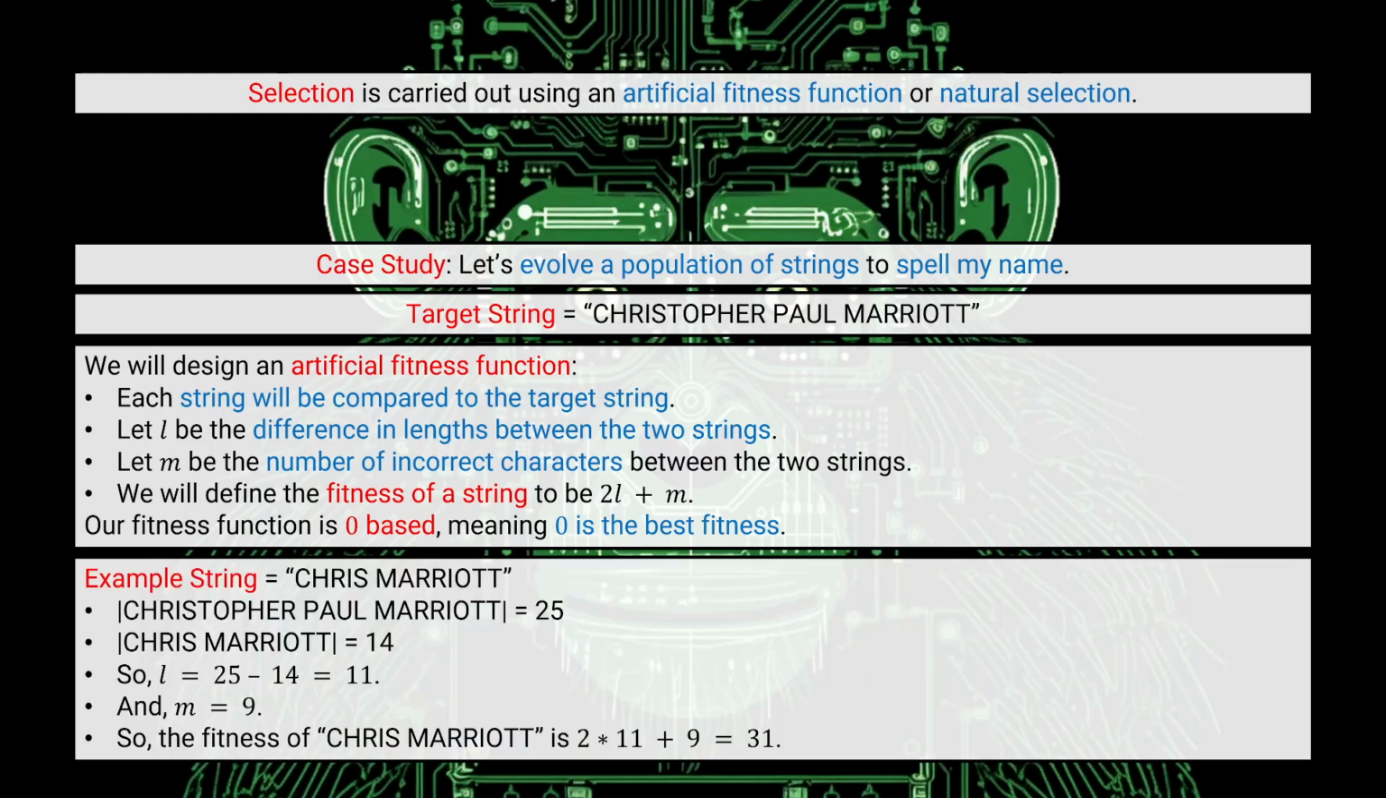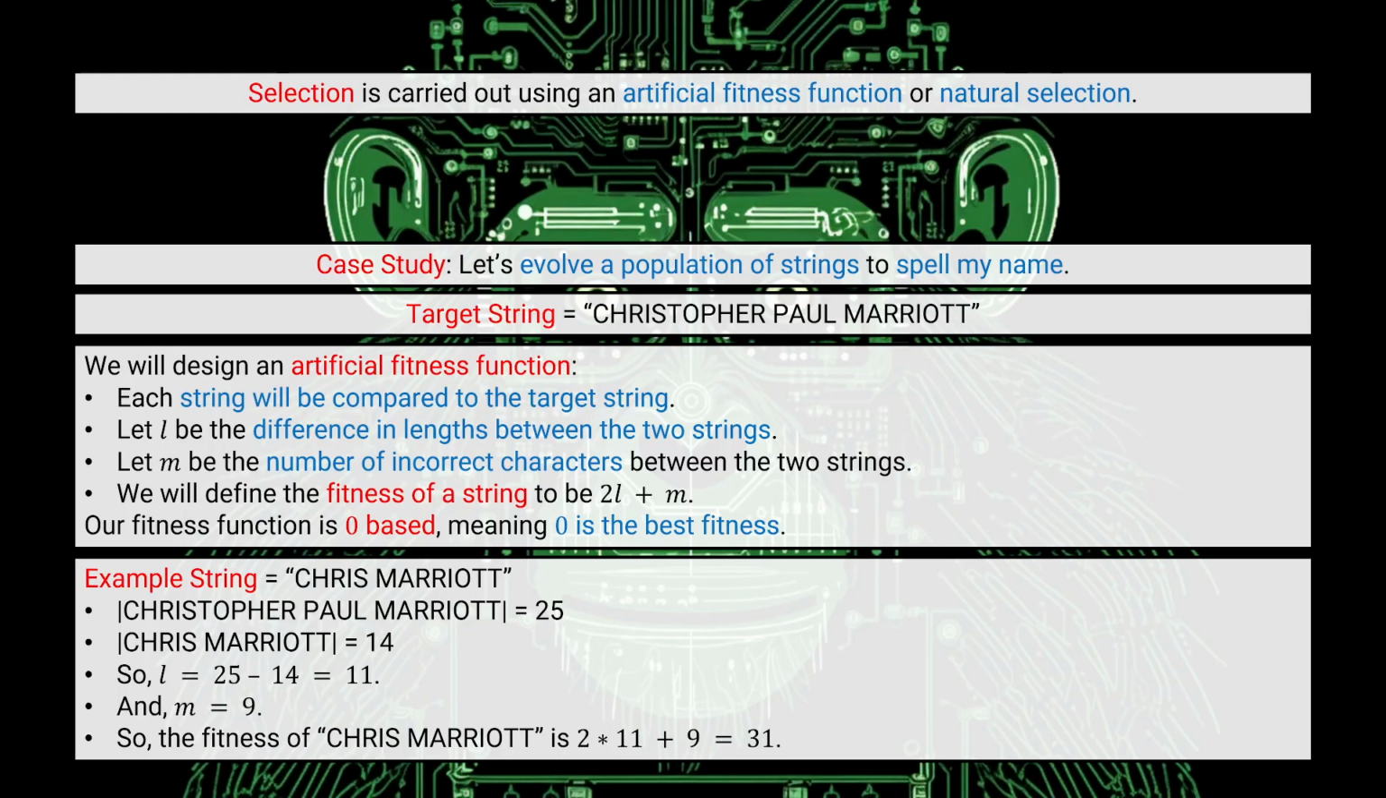All right, so let's just do a quick little example of this fitness function. So let's say we've got my more common name, Chris Marriott, that's what most people call me. Let's say we have that string and we want to compare it to my full name, Christopher Paul Marriott. So I've got a couple of measurements here. The length of Christopher Paul Marriott is 25. The length of Chris Marriott is 14. So L, 25 minus 14 must be 11.